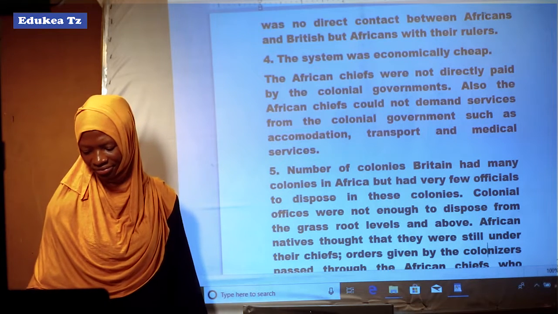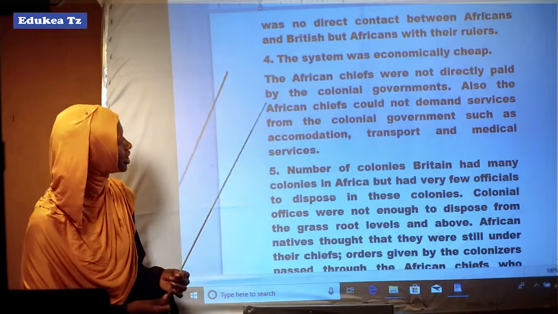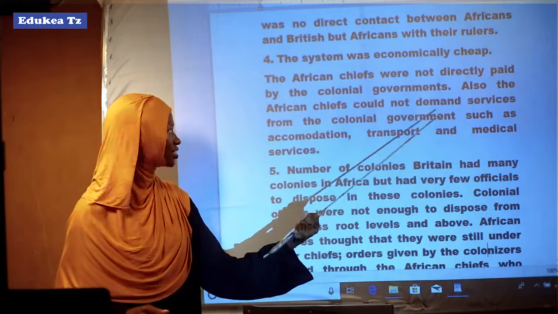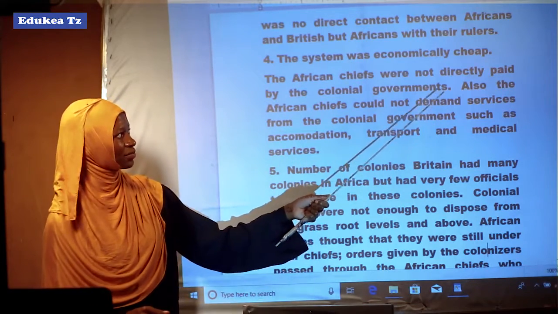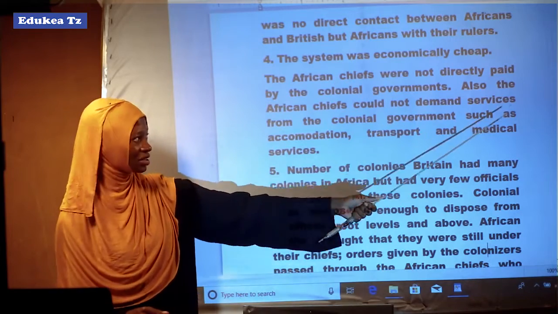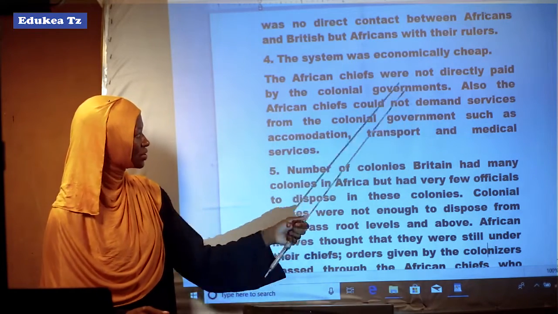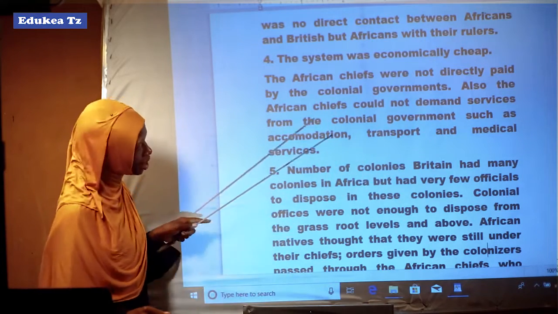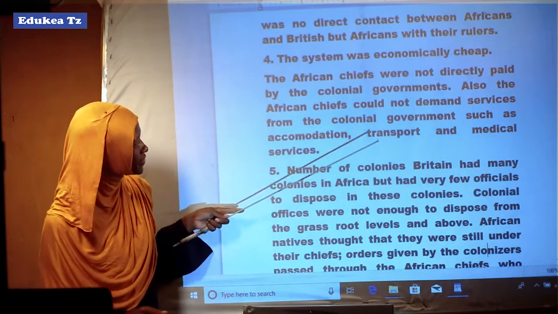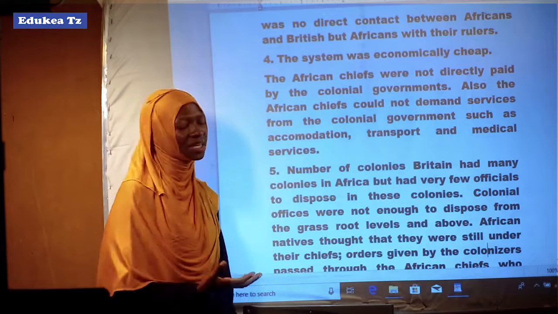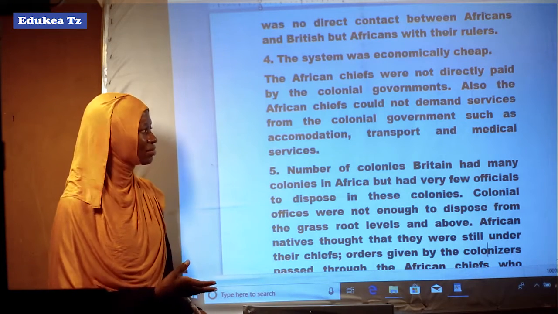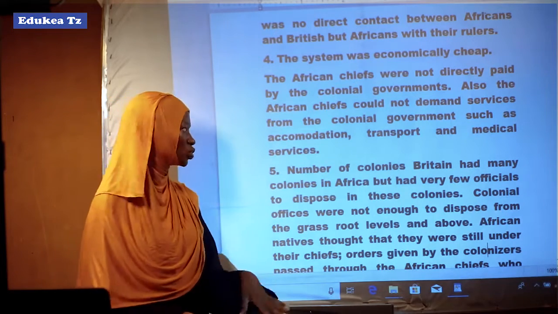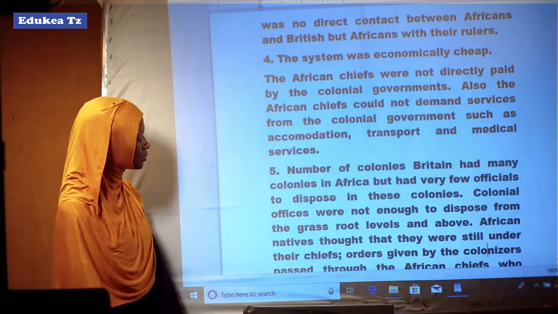The next one is that the system was economically cheap. The African chiefs were not directly paid by the colonial government. Also, the African chiefs could not demand services from the colonial government, such as accommodation, transport, and medical services. They were not directly paid; they were just being favored, like having a house or the education service. So it was cheap for them to apply this way of ruling.